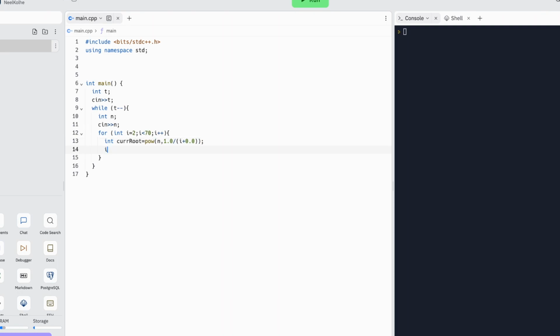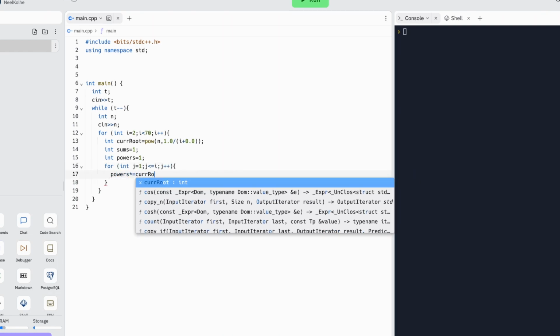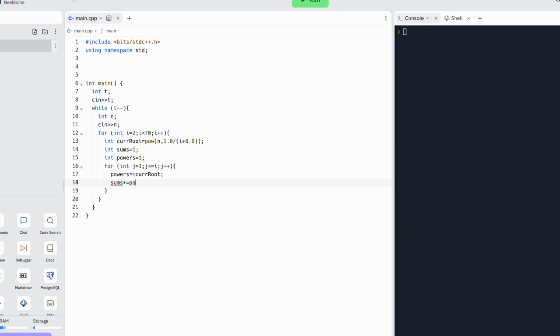Now, once we've taken our current root, we have to find whether or not the sum of 1 all the way to the current root to the power of i adds up to n. And we can do this by keeping track of sums and powers of the current root. So we'll iterate from the first power all the way to the ith power of the current root, and we'll get a total sum, 1 plus k plus k squared all the way to k to the r.